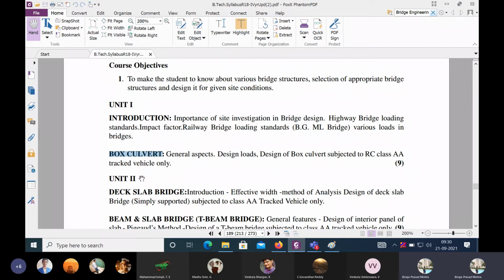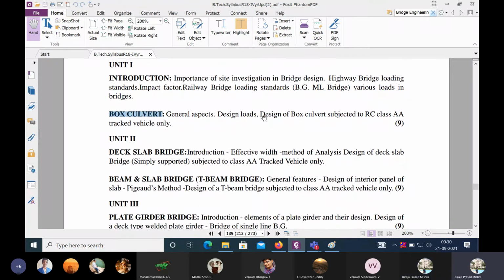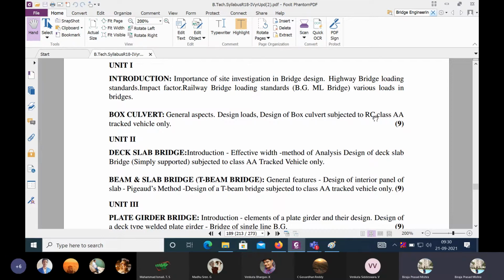See here, the box culvert part is done. The box culvert design is only subjected to IRC class, Indian Road Congress. So it is IRC Class A and tracked vehicle only. Now, what is a tracked vehicle?